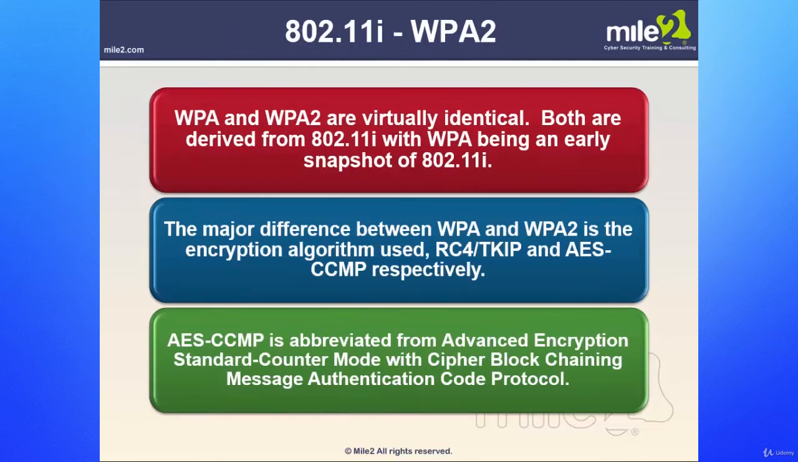We have what's called the 802.11i. WPA and WPA2 are virtually identical, both derived from the 802.11i, with WPA being an early snapshot of 802.11i. The major difference is the encryption algorithm used. We have RC4 TKIP and AES CCMP respectively, which is your Advanced Encryption Standard Counter Mode with Cipher Block Chaining Message Authentication Code Protocol. You don't have to remember that at all.